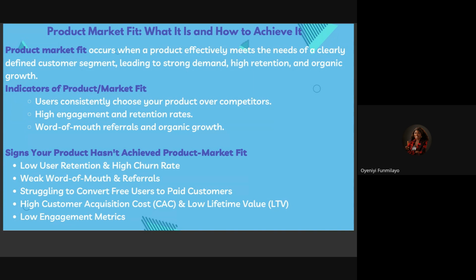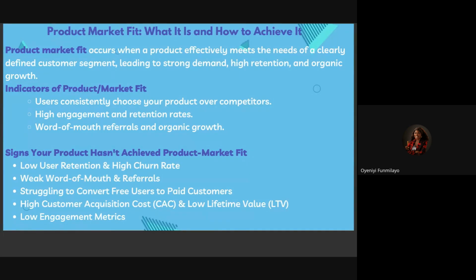So, weak word of mouth and referrals. If nobody is talking about your product, it's obvious that your product has not achieved market fit, because nobody even knows your product, not to talk of preaching about it. And then you're struggling to convert free users to paid customers, especially for those products that use premium versions, right? Let's say you're not able to get 50 to 60% of your customers to be paid customers, then there's an issue, right?